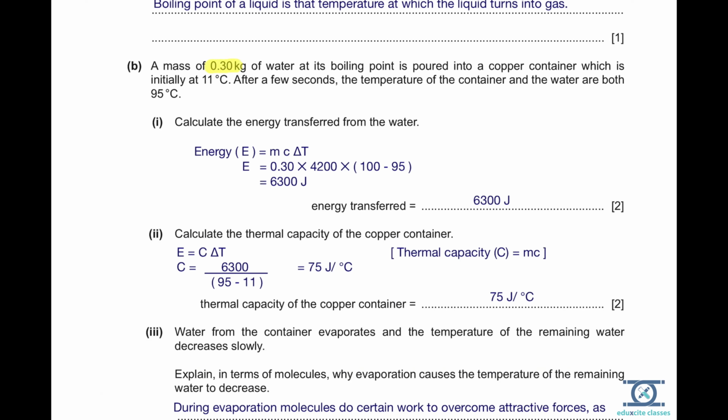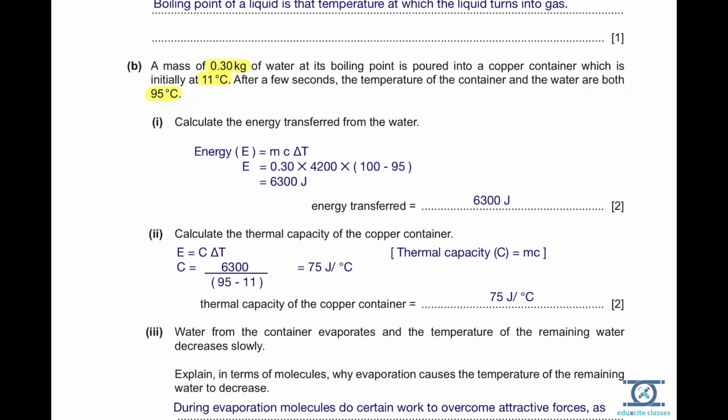The mass of 0.3 kg of water at its boiling point is poured into a copper container which is initially at 11 degrees centigrade. Now after a few seconds the temperature of the container and the water are both at 95 degrees centigrade. Now what we are doing is pouring 0.3 kg of water at its boiling point, which is 100 degrees centigrade, into a copper container which is initially at 11 degrees centigrade. And after a few seconds what we notice is the temperature of the copper container and the water are both at 95 degrees centigrade. Now what has happened here?